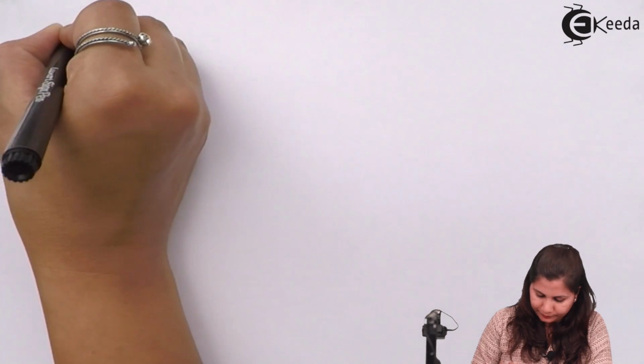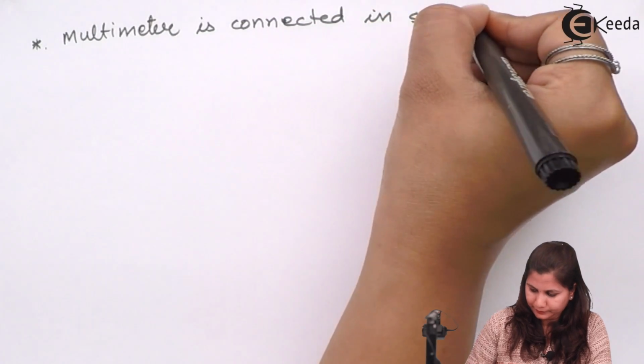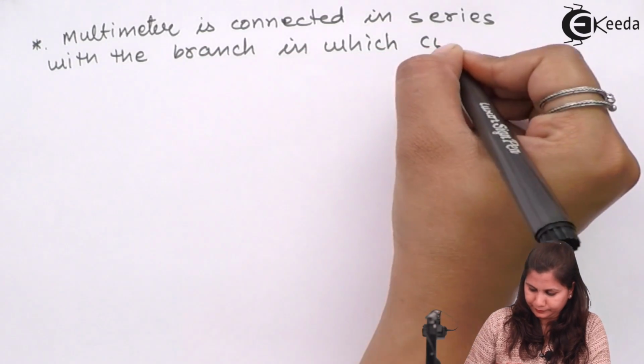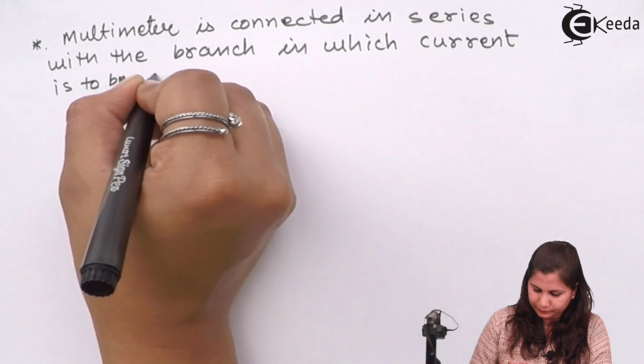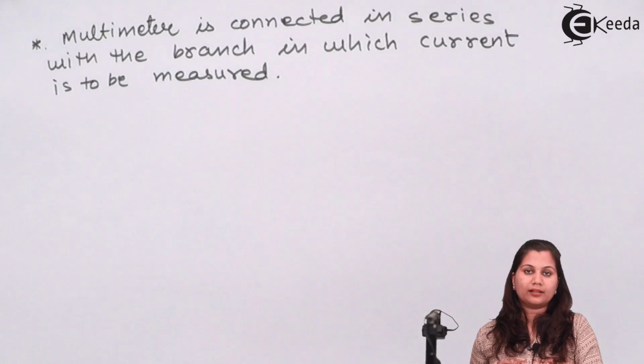We are converting the galvanometer into an ammeter for the measurement of current. And whenever we are measuring current with an ammeter, it is always connected in series with the circuit. So here also, if we want to measure the current with an analog multimeter, it is to be connected in series with the circuit whose current we want to measure. So that is how the analog multimeter measures the DC current.